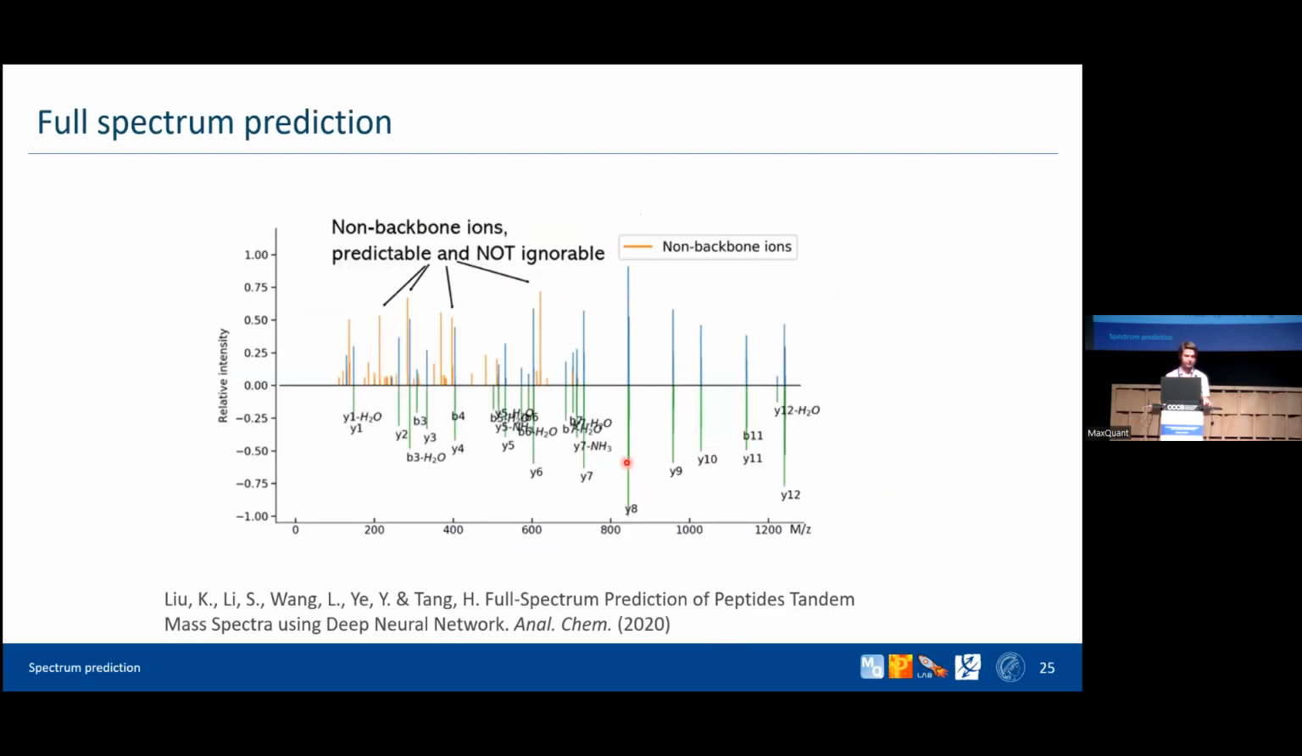An alternative is predicting the full spectrum as is, without referring to ion series annotations. And this approach is complicated by cofragmentations, so they need to somehow be reduced, for example, by spectrum clustering. But the advantage of this approach is that it can predict non-backbone ions. The first and the only model utilizing this approach was developed in 2020 by Liu et al.